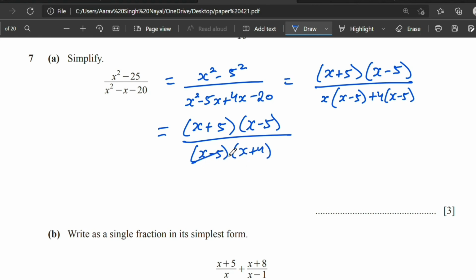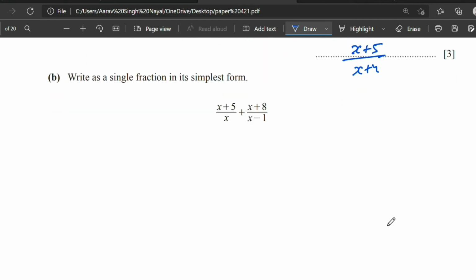Now you can cancel out x minus 5. So the fraction is x plus 5 upon x plus 4. That is the answer. x plus 5 upon x plus 4.